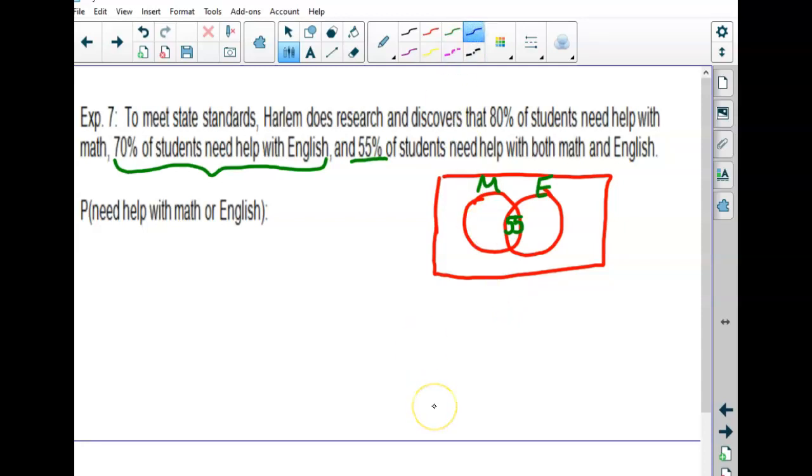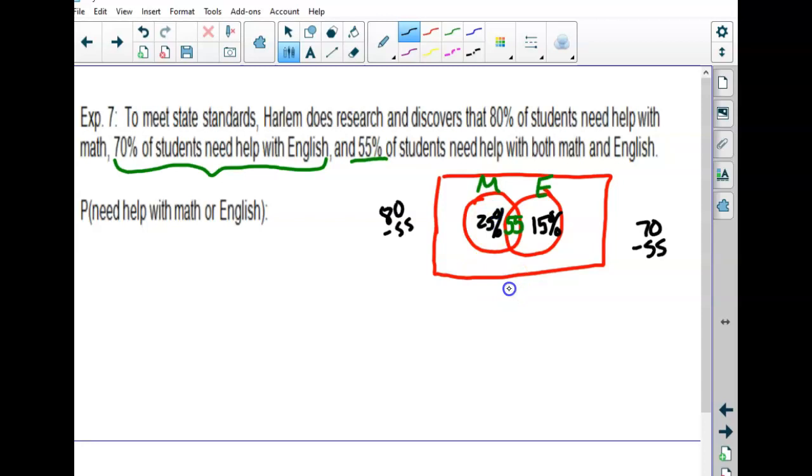So 70% said, I need help with English. But part of those went on and said, I need help with both. So there's an overlap. All right. So 70 minus 55, is that 15? Did I do that right? 55, 65, 70, I think so, okay. 80% need help with math, but that includes the 55 that needed both. So 80 minus 55 is that 25%? Needed help only with math.